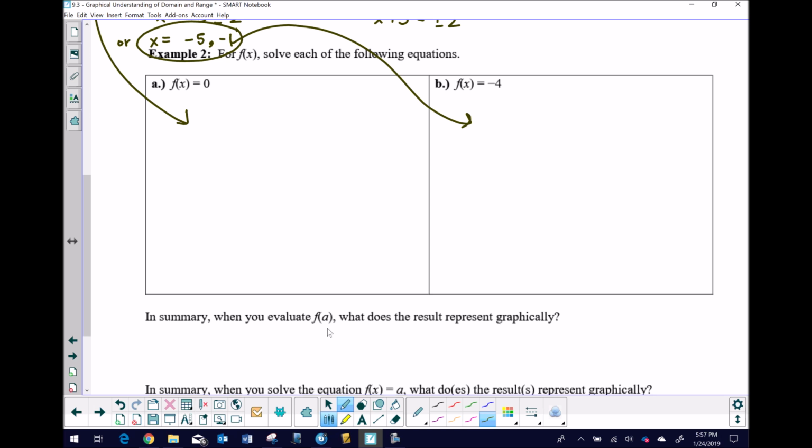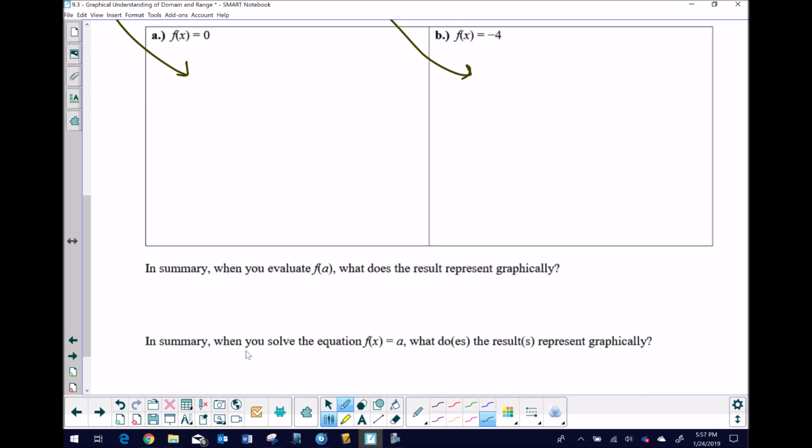You're finding the y value on the graph when x is a. In summary, when you solve the equation f of x equal a, what does that result mean graphically? You're finding the x value when the y value is a. It's just the opposite. This is finding a y, and this finds an x. That's the way to think about it.